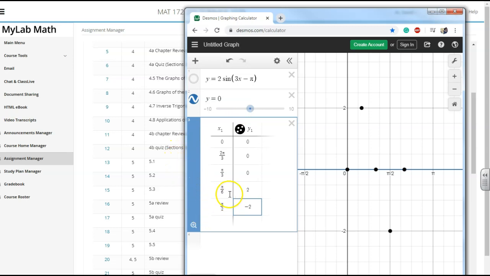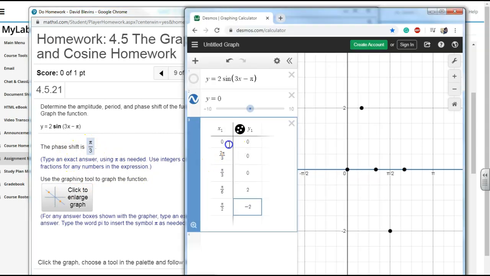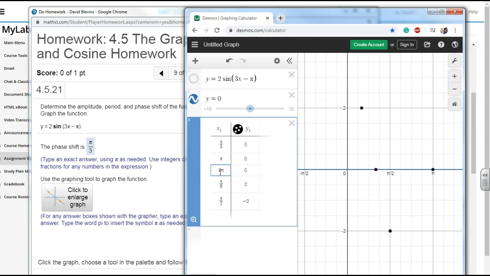All of these points, according to our problem, are going to be shifted pi over 3 units to the right. So this isn't going to be 0, it's going to be to the right, pi over 3 units. So this is going to be at pi over 3. Alright, if I add pi over 3 to 2 pi over 3, that's 3 pi over 3, or just pi. If I add pi over 3 here, I will get to 2 pi over 3. If I add pi over 3 to pi over 6, notice that's 2 pi over 6. 2 pi over 6 plus pi over 6 is 3 pi over 6, or pi over 2.